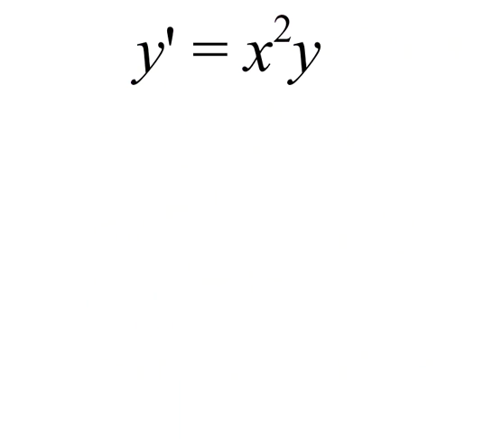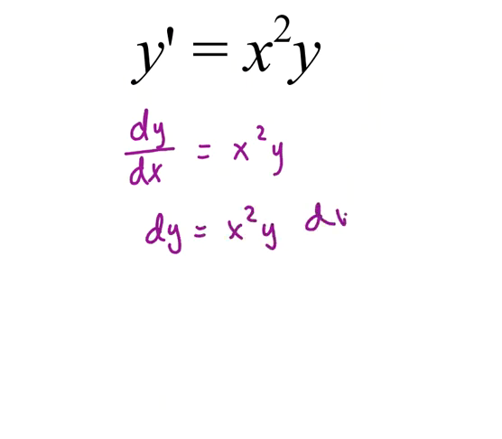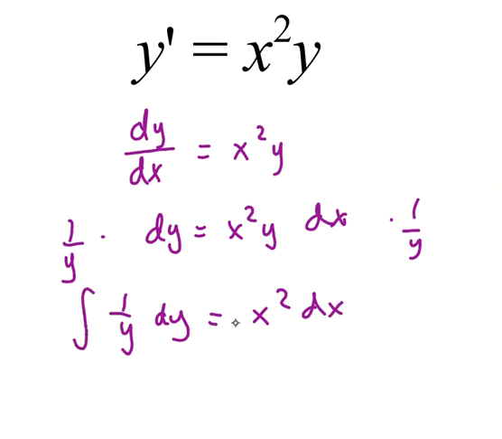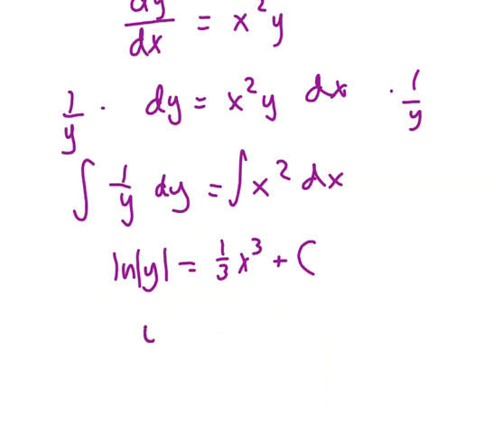We could also have them written in this format where I have y prime, but I'm just going to start by writing y prime as dy dx. And I'm going to separate, get my y's on the left, x's on the right, and then integrate. So ln of y is 1/3 x cubed plus c, and isolate y when possible.